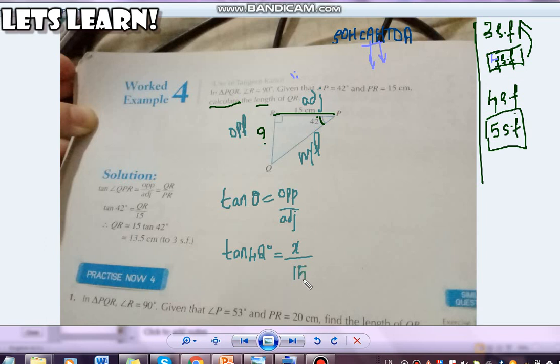I need to find the X here, so I have to make it alone. I will take this 15 over there, it is divided over here. When I take it over there, it's multiplied. So X equals 15 multiplied by tan 42, and you will get your answer. You will get a long answer in your calculator, but remember to keep your answers to three significant figures, and you will end up with your answer, that is 13.5 centimeter.